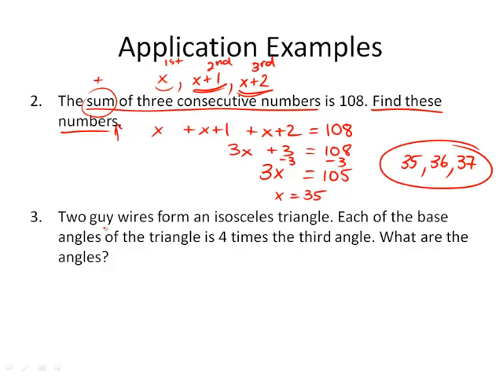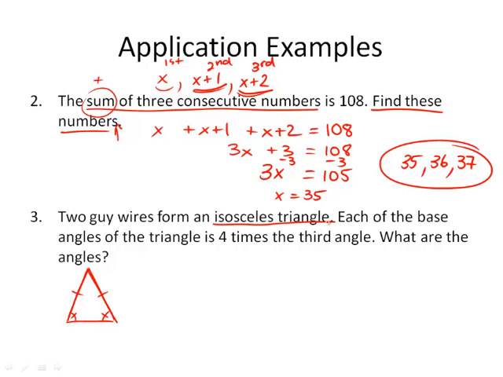Number 3 is a geometry-related problem. They tell us that 2 guy wires form an isosceles triangle. Now you have to know what that means. Isosceles means the 2 sides are the same and the third one is different. So therefore the 2 bottom angles are also the same angles. And there's 2 guy wires, so we've got the 2 guy wires.